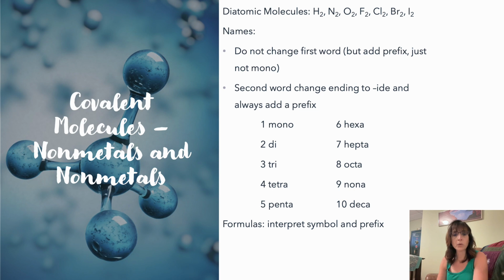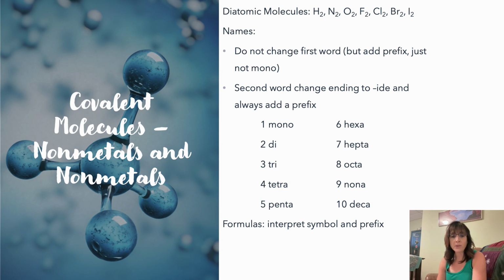For covalent molecules, we do not change the first word at all, but we do add a prefix, except we never use mono on the first word. Second word, change the ending to IDE and always add a prefix. And there are the prefixes listed there: mono, di, tri, tetra, penta, hexa, hepta, octa, nona, and deca. And sometimes when you put them together, you'll have a double vowel. A lot of times we will drop one of those vowels, like tetra. Oxide is really just tetroxide, so drop the A.